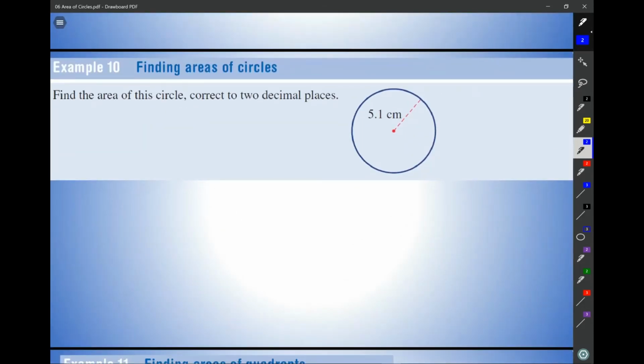Okay, let's put the formula into practice now to find the area of this circle. So the first thing we're going to do is write down the formula. This should be the first step in any question where you're using a formula. It should be to write down the formula. And then we're going to fill in the number for the radius, which is 5.1. And then all we have to do now is plug everything into our calculator.